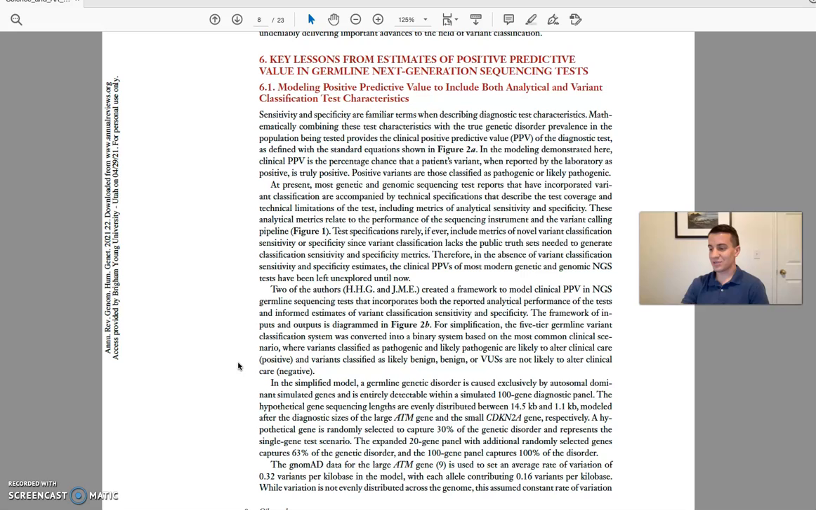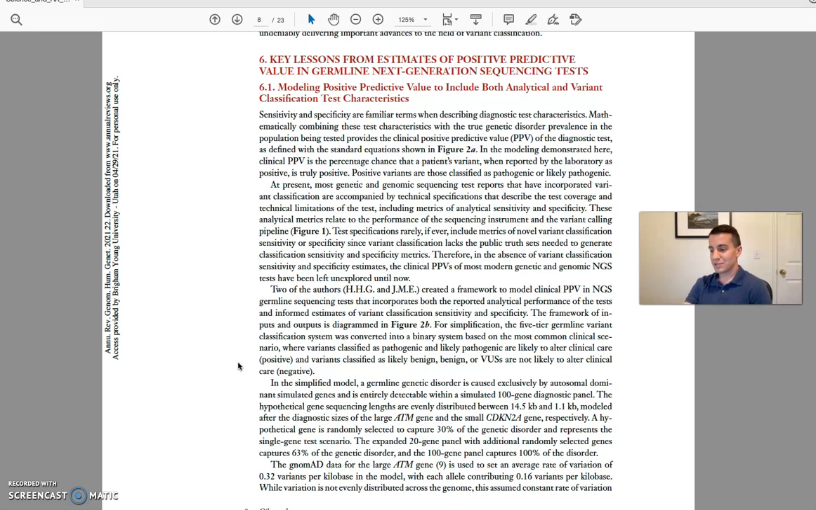Test specifications rarely, if ever, include metrics of novel variant classification sensitivity or specificity, since variant classification lacks the public truth sets needed to generate classification sensitivity and specificity metrics. Therefore, in the absence of variant classification sensitivity and specificity estimates, the clinical PPVs of most modern genetic and genomic NGS tests have been left unexplored until now.